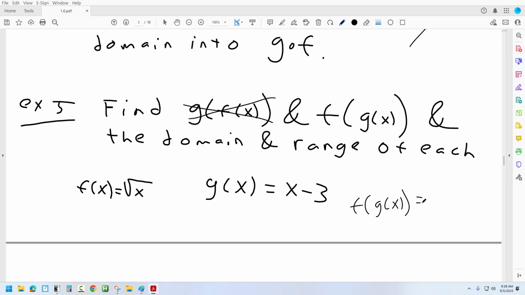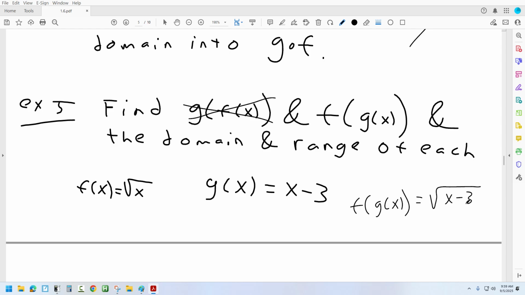Yeah. Square root of x minus 3. And can you tell me how to write that? F of g of x equals the square root of x minus 3. And can you be more specific about the square root part? Oh, x minus 3 is all in the square root. All in the square root, yes.